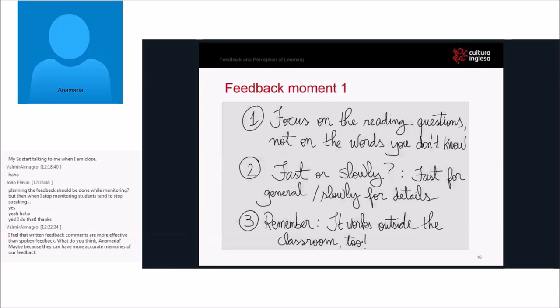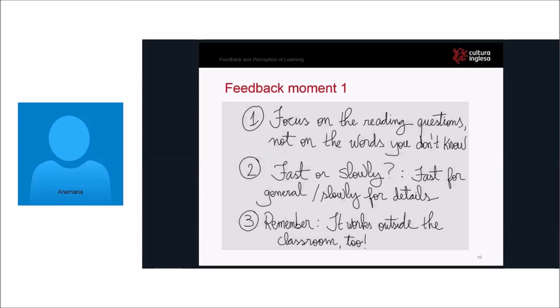Valmir wrote, maybe because they can have more accurate memories of our feedback. Yes, definitely, Valmir. It's that kind of memory you have where you know exactly where something is in a book, for example. Okay, so this was the first feedback moment.